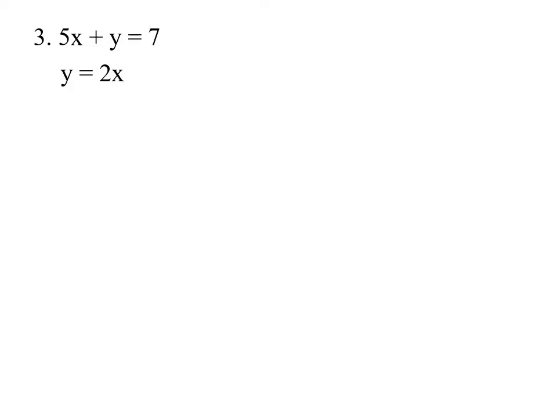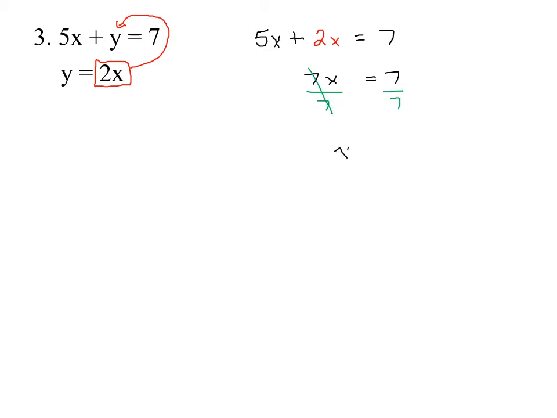Okay. Again, this one I would do by substitution since it says y equals 2x. I would take this 2x and put it right there where that y is. And I would say this is 5x plus that y becomes the 2x equals 7. So on the left-hand side, I get 7x equals 7. And divide by 7 on both sides. So x equals 1.